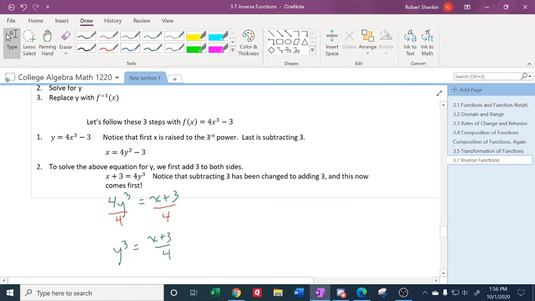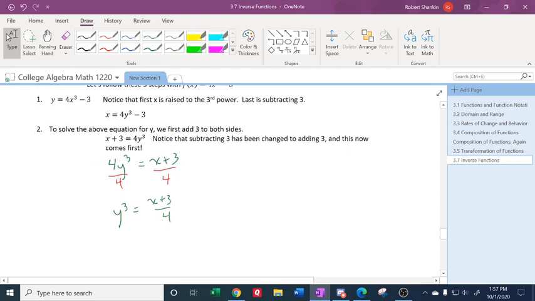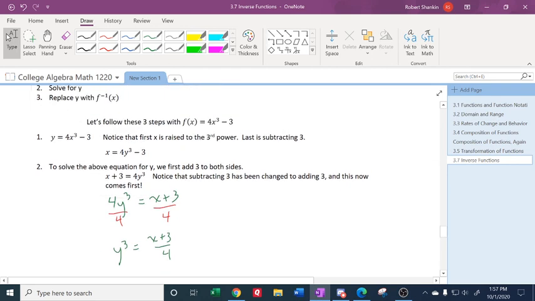Now, remember back up here, the first thing, if x was 10, the first thing you had to do was raise it to the third power, then multiply by 4, then subtract 3. Okay, and I'm dividing by 4, but that's kind of the second step. First one was adding 3, second was dividing by 4.